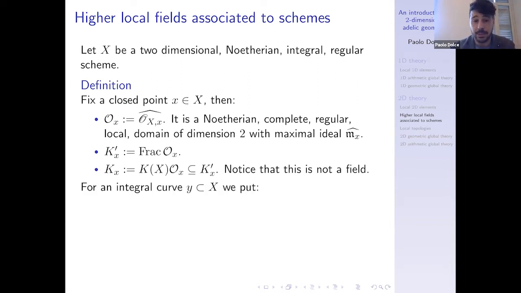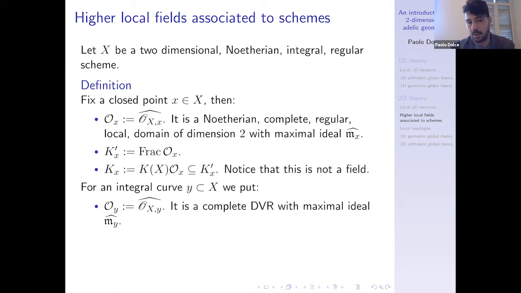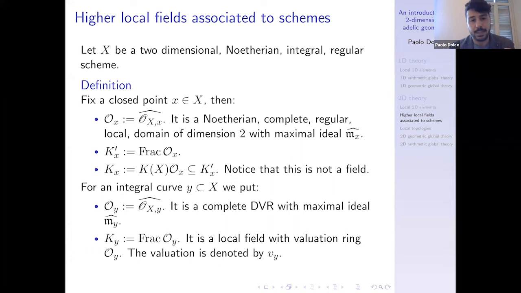Then you have an integral curve, and we put OY is again the completion of the local ring at Y. Y, I mean, identify the curve with its generic point, and then we also take the fraction field, and it is KY.